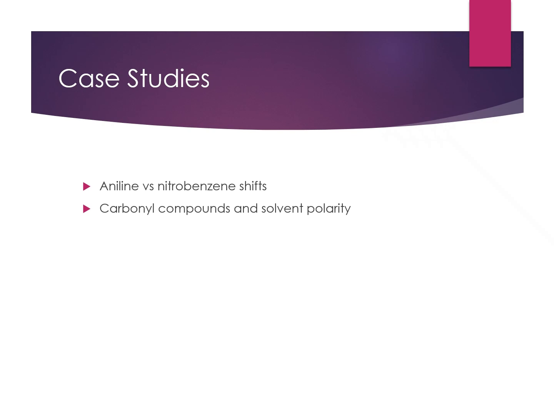Now we look at benzene derivatives, aniline and nitrobenzene. Aniline absorbs at longer wavelength than benzene due to electron donation by the NH2 group. Meanwhile, nitrobenzene absorbs at a shorter wavelength because NO2 withdraws electrons. This demonstrates how substituents influence absorption behavior.